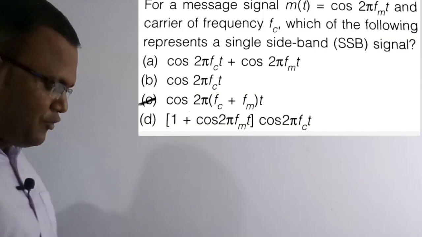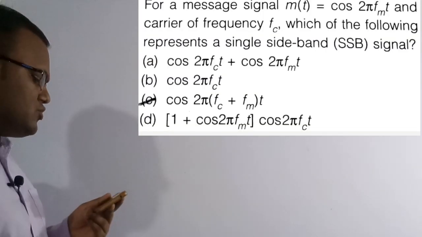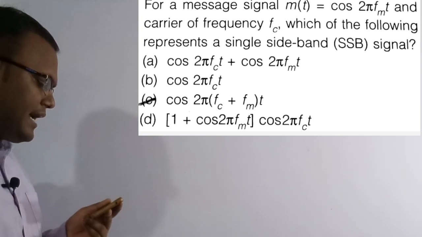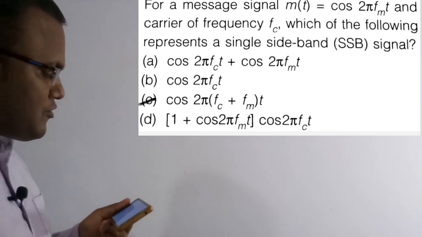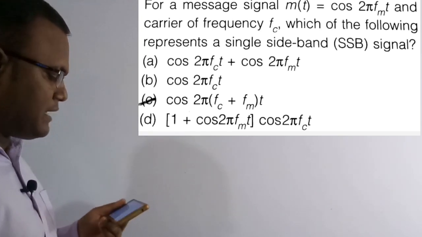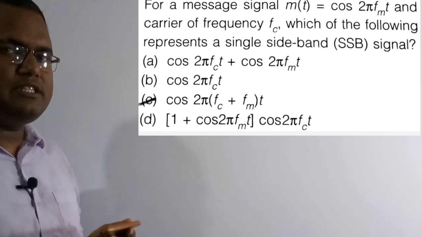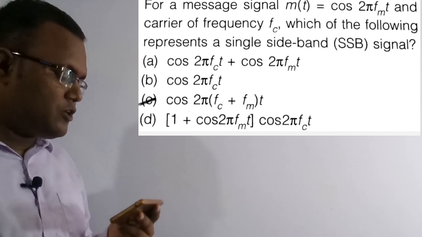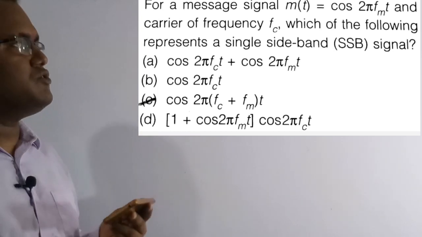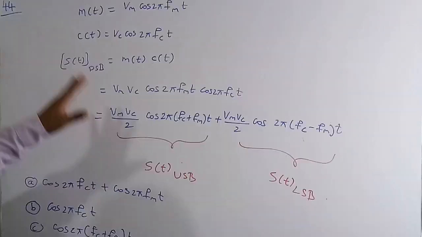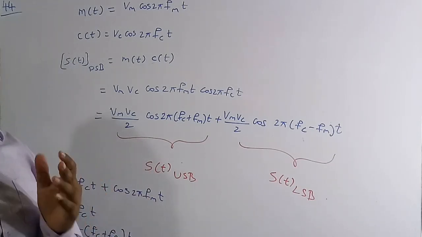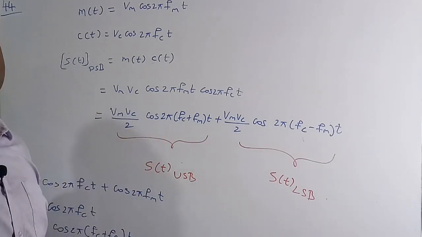See the question here. For a message signal m of t equal to cos 2 pi fmt and carrier of frequency fc, which of the following represents a single sideband SSB signal? From this we need to figure out what is the SSB signal out of the four options. Out of the four options, option C is the correct solution of this question. So let's solve this numerical. Now we are going to explain some small concept, based on which we can easily solve this numerical.